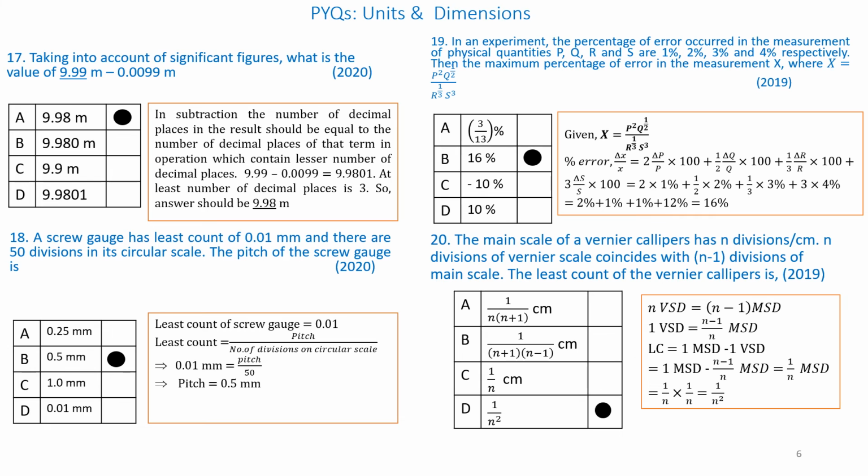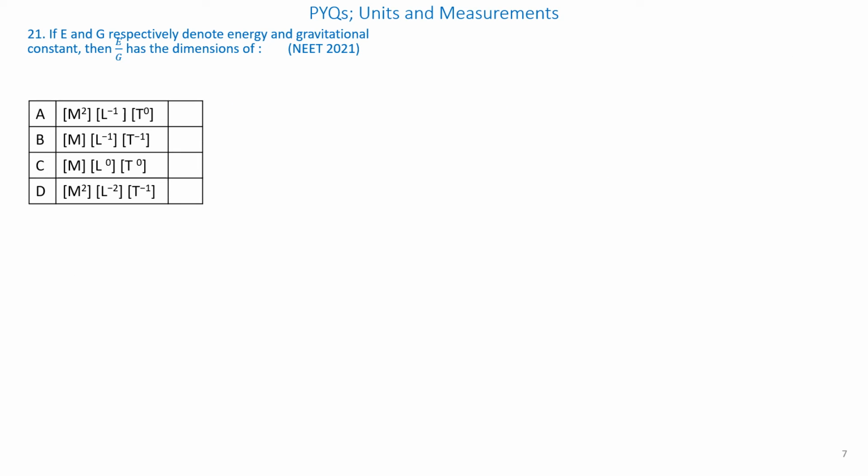Next question. Question number 21. If E and G respectively denote energy and gravitational constant, then E by G has dimensions of. This was asked in NEET 2021, that is last year's 2021 examination. Option A, M square L to the power of minus 1 T to the power of 0. Option B, M L to the power of minus 1 T to the power of minus 1. Option C, M L to the power of 0 T to the power of 0. And option D, M square L to the power of minus 2 T to the power of minus 1.